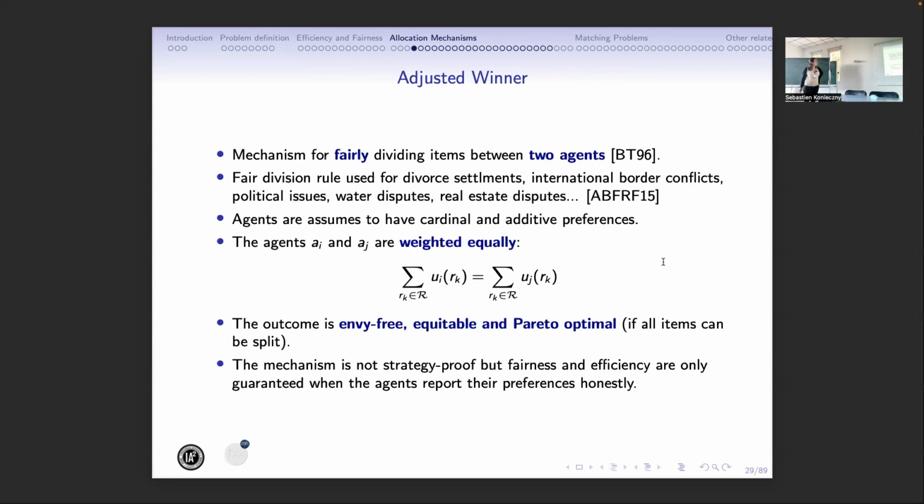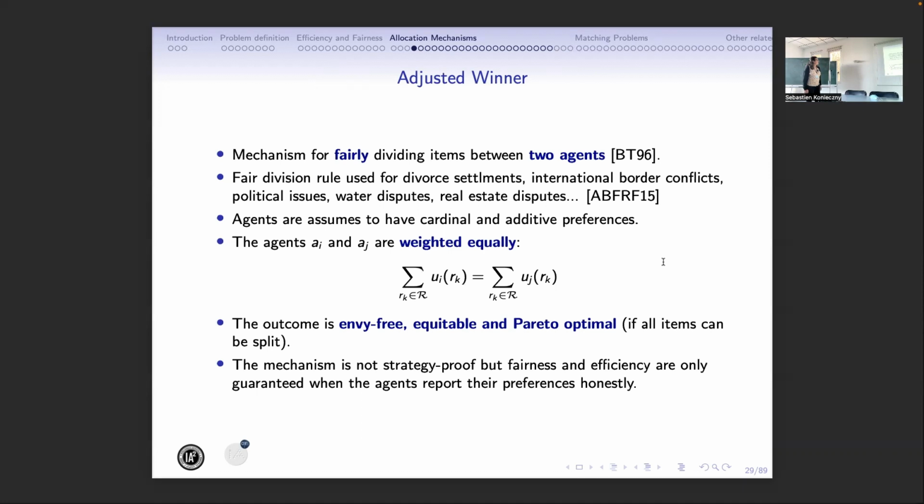So I will start with the well-known adjusted winner procedure. It is a mechanism which can be used if you have only two agents. It's a rule which is used in real life for divorce settlements, for instance, or to share international borders when you have conflicts between two countries on borders.